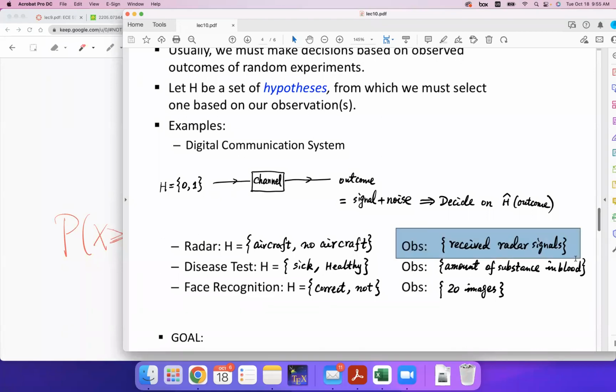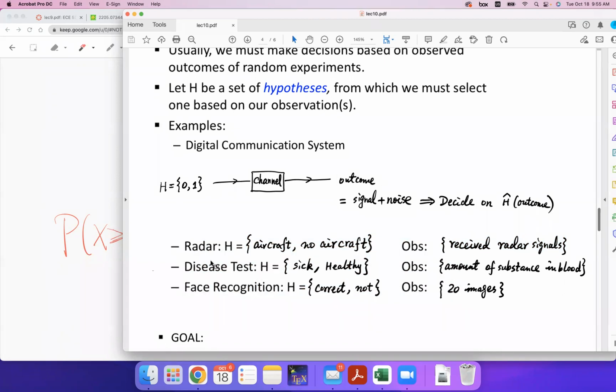Basically, the radar will transmit the signal over the air, and then it will receive some signal reflected by some objects. Based on the received signal, we need to decide between these two hypotheses, which one is true, which one is false. So there are two different hypotheses.